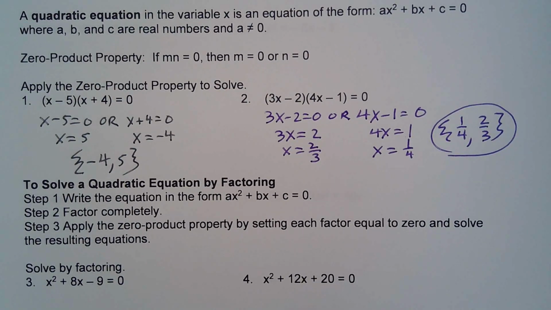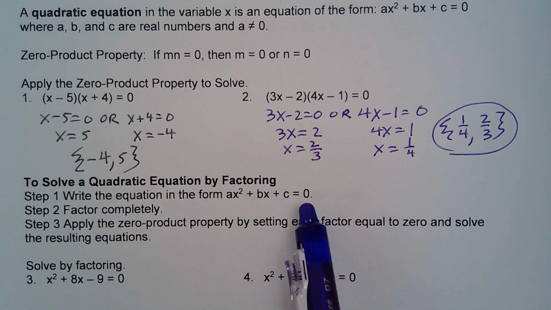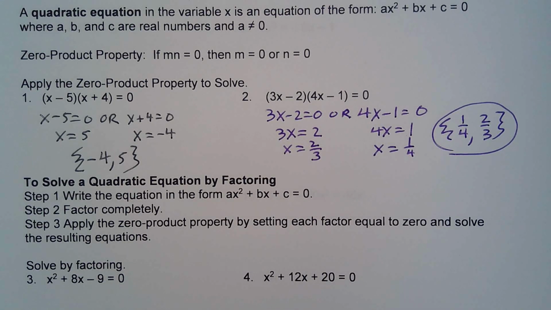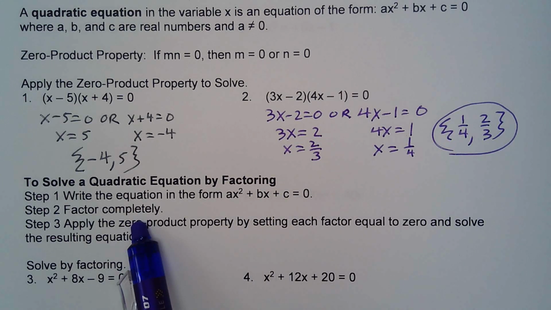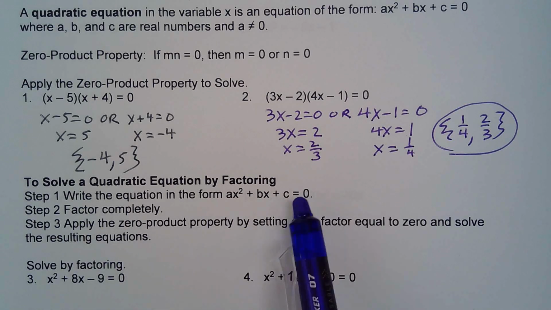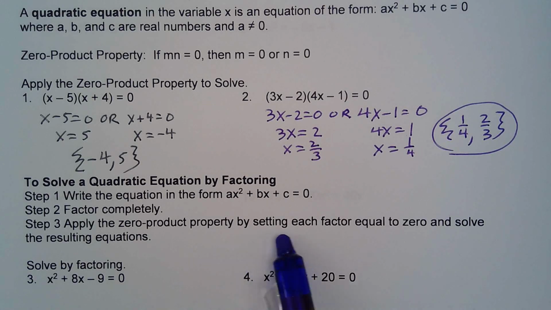Now the zero product property can only be used if you have 0 on one side and a product on the other side. So if we're asked to solve quadratic equations by factoring, we first have to write the equation in the right form. I need to have 0 on one side. And then I've got to make the other side into a product. We do that by factoring. Once we have it factored completely, then we can apply the zero product property by setting each factor equal to 0 and solving the resulting equations.